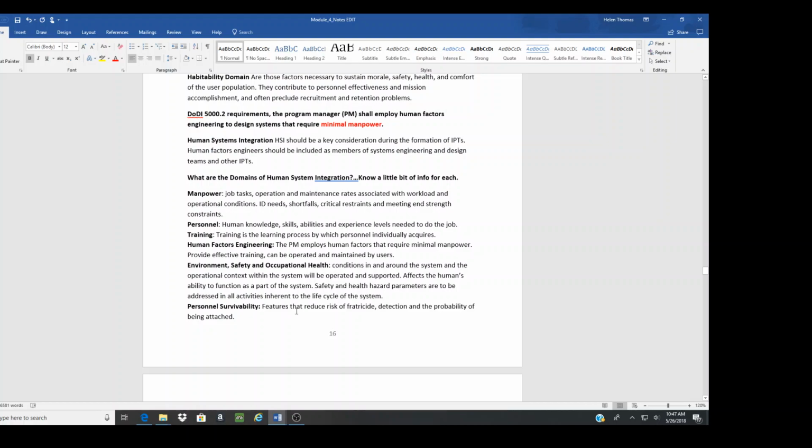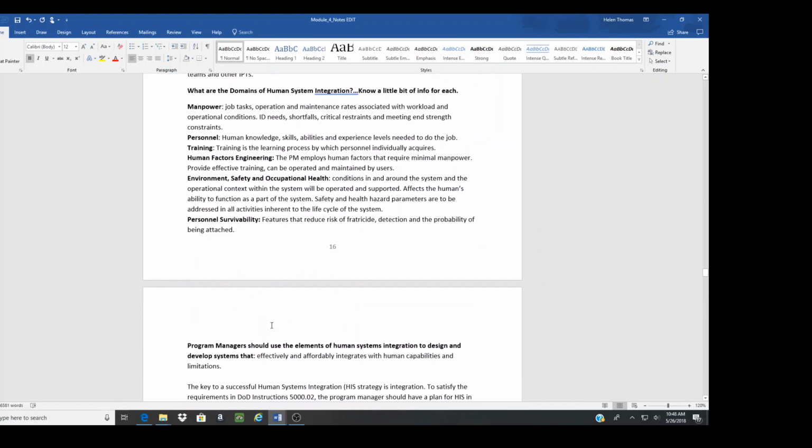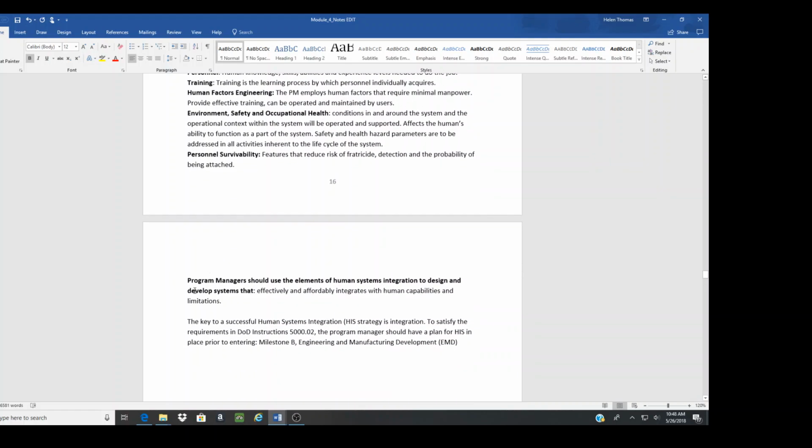Survivability, features that reduce the risk of fratricide, detection, and the probability of being attacked. So personnel survivability, making sure that we don't harm our own people. So we have to put those safety measures in place. What else do we have here?